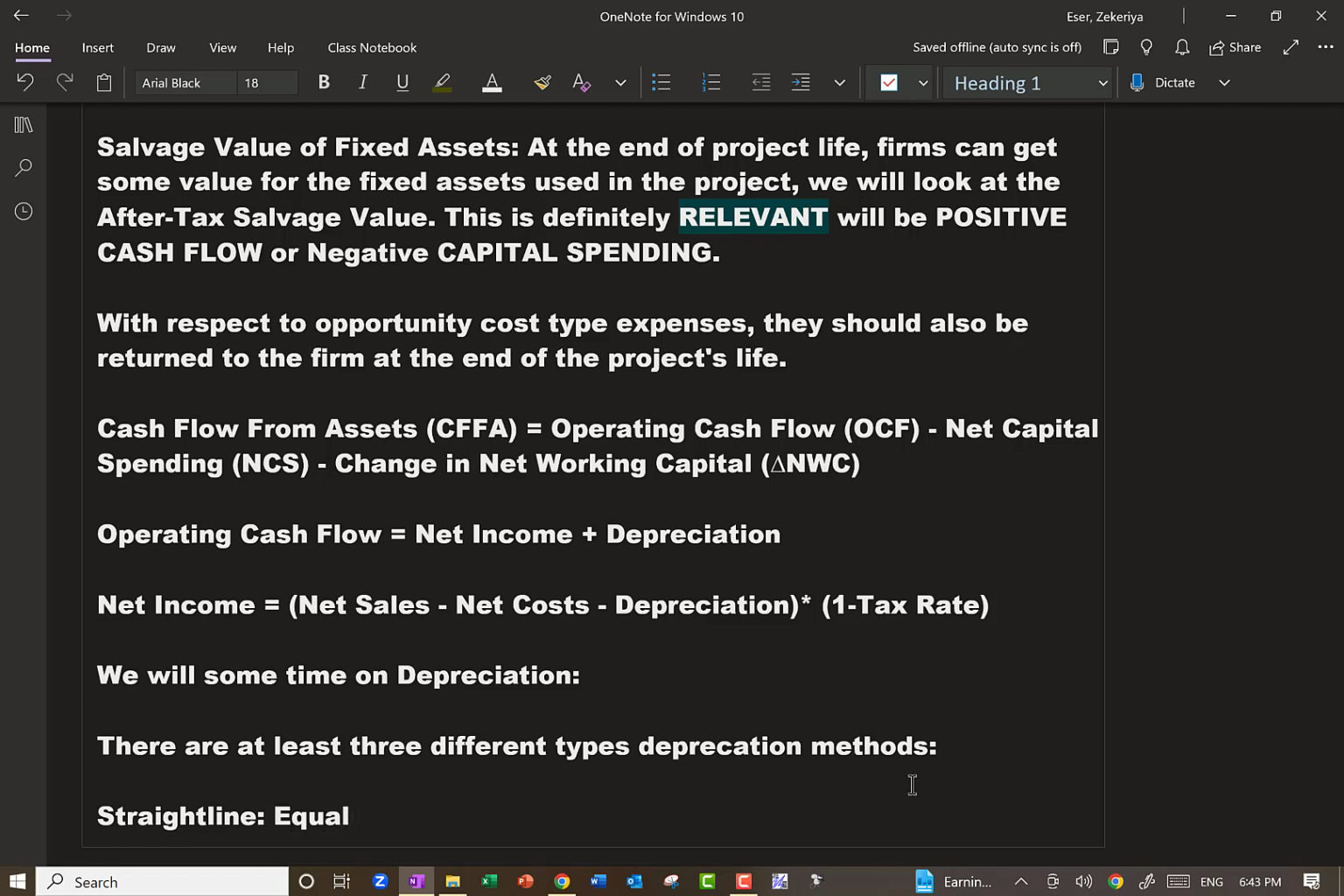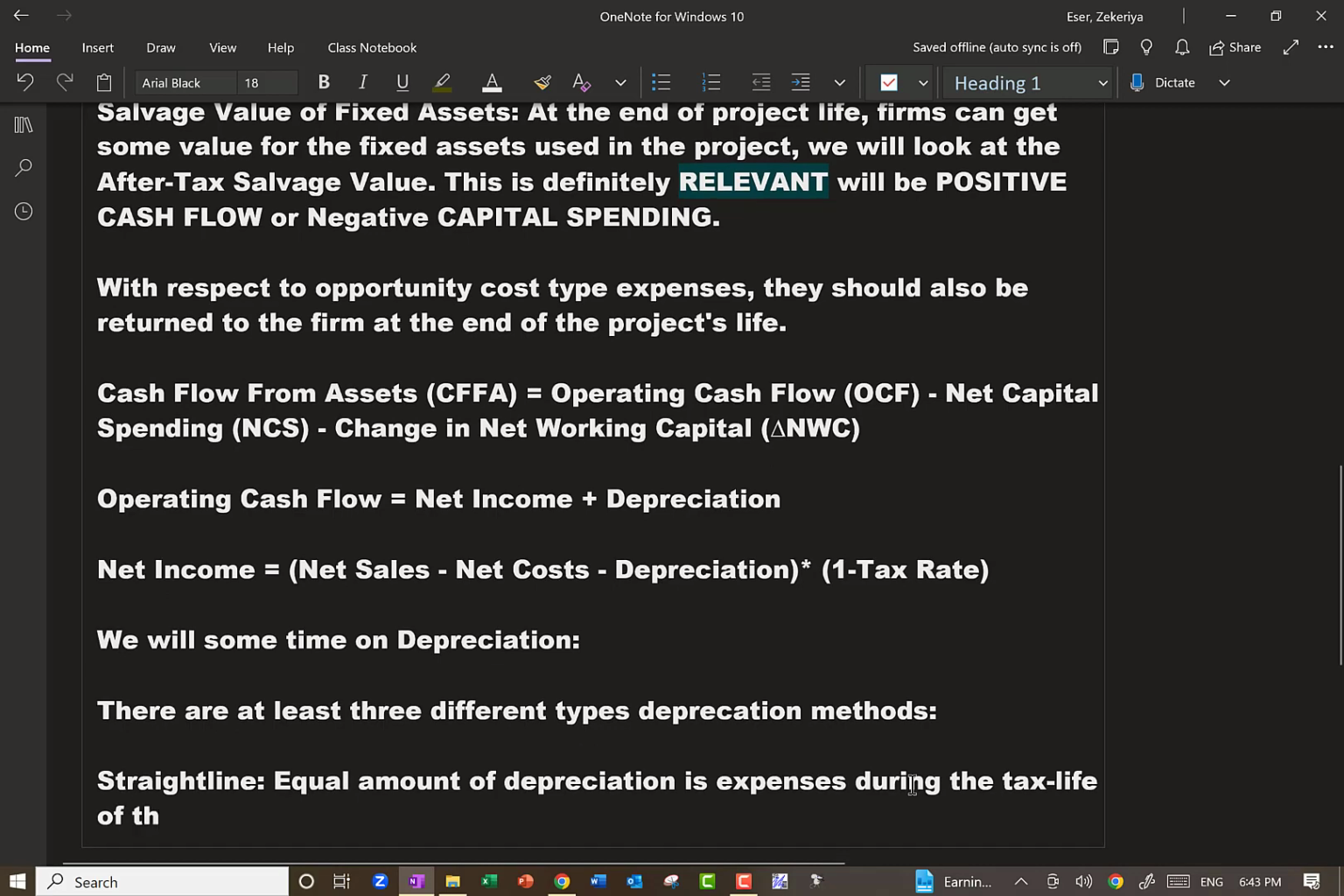Equal amount of depreciation is expensed during the tax life of the asset. And it is the IRS that determines what the tax life is. You know, this computer probably has a tax life of 3 years. A car probably has a tax life of 7 years.